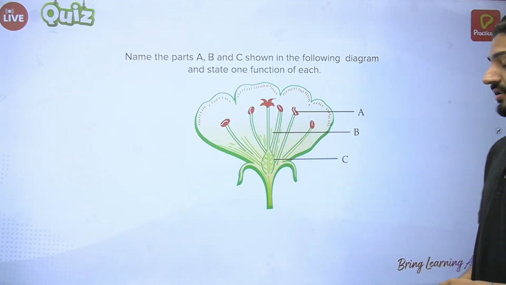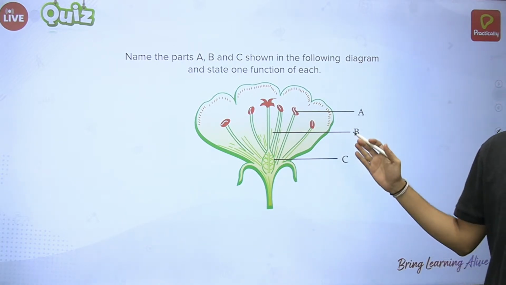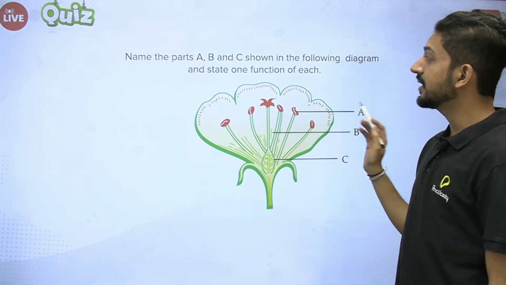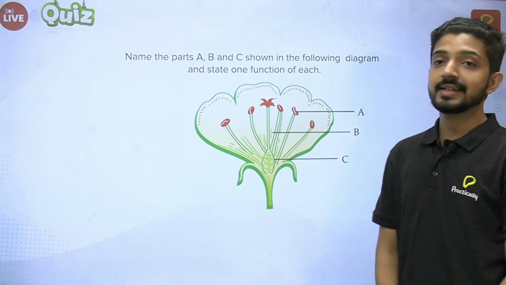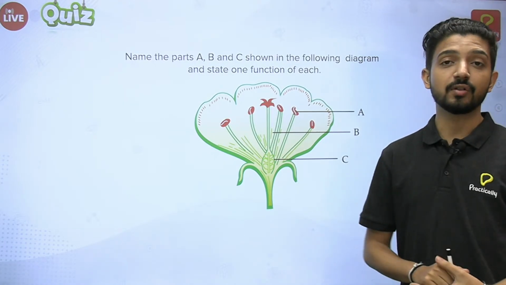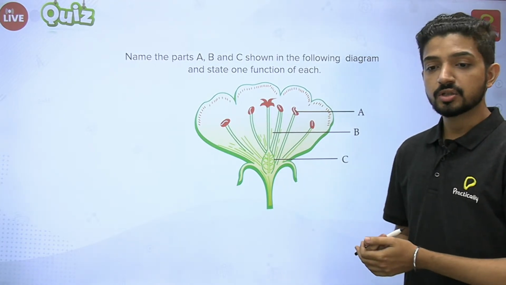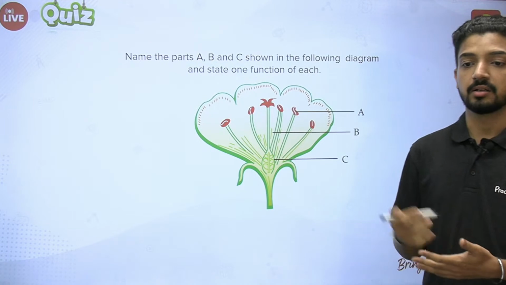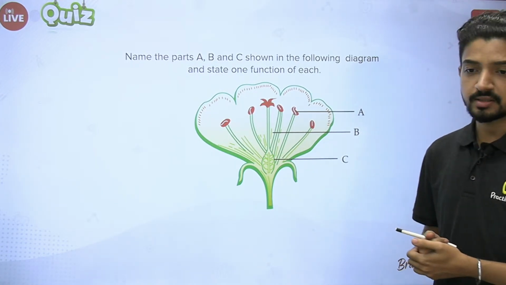Here's the first question for your sample paper. It's a diagram based question. Name the parts A, B and C shown in the following diagram and state the function of all of them. So as you can see, here is the diagram of different parts of a flower. Okay, so yeah, please try to answer.